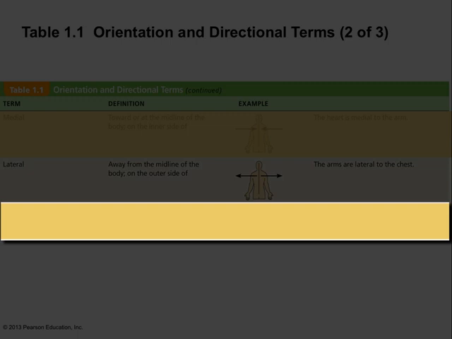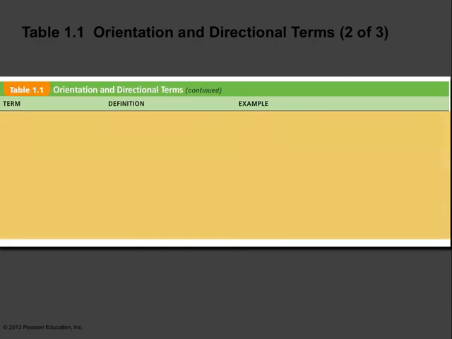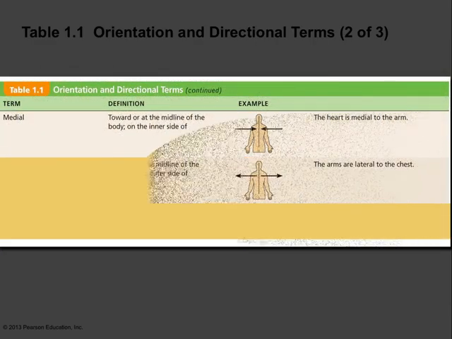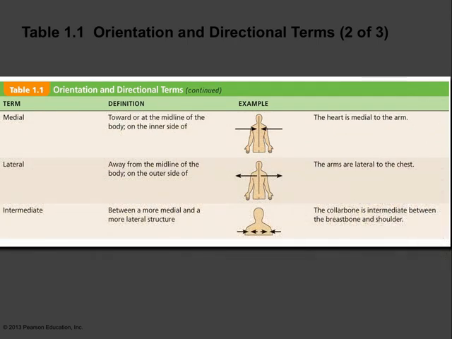The next is intermediate, which means between two structures. The collar is intermediate between the breastbone and the shoulder, for example. And all three of those terms relate to each other: medial and lateral and intermediate. I would ask you to think of these as structures on a map. Is Temple, Texas, north or south? Well, that really doesn't make any sense. Is it north or south of something? Compared to Waco, Temple would be south. Compared to Austin, Temple would be north.